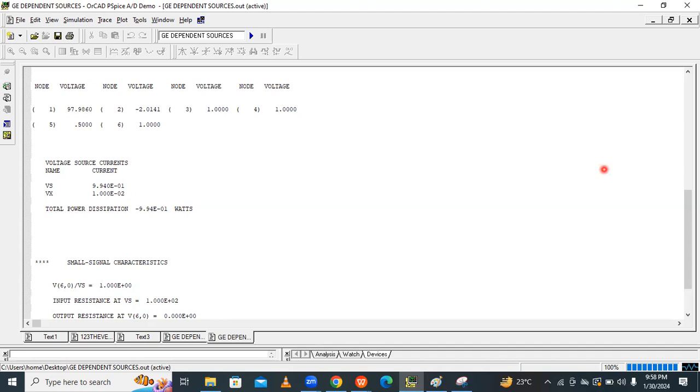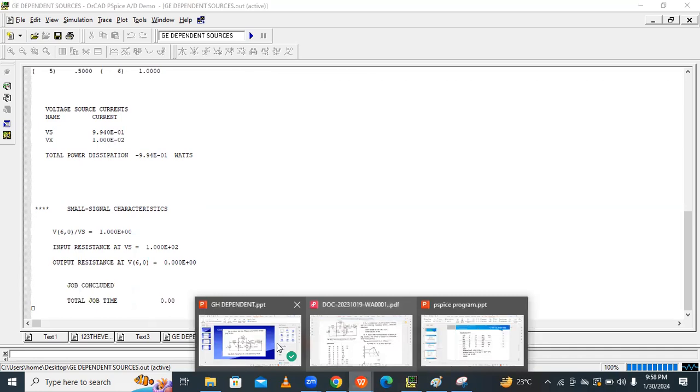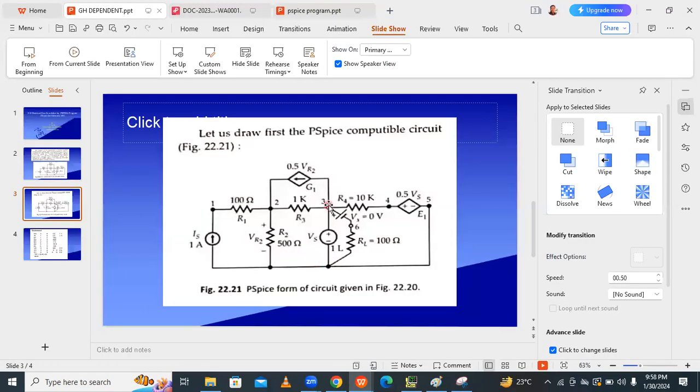Next, Thevenin's input resistance from the source side is 1 into 10 to the power of 2, so 10 squared, 100 ohms. The output resistance at 6, 0 is 0 ohms, because the voltage source is connected parallel to the load resistor. To find the open circuit resistance, the voltage source is short circuited. That's why we get 0 resistance.